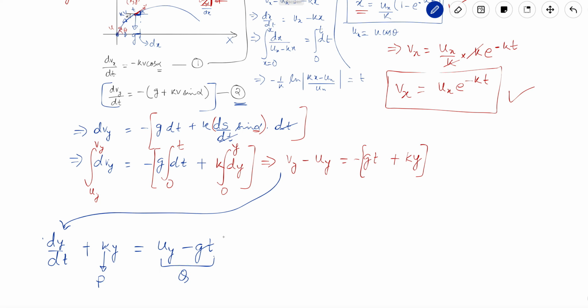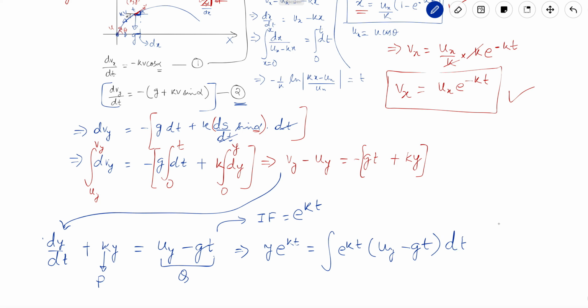So we have the integrating factor, IF is equal to e to the power integral p dx, right? So here in this case e to the power kt. You know the solution of this first order linear differential equation: y times the IF, which is e to the power kt, is equal to integral of IF, which is e to the power kt, times the q, which is uy minus gt, dt. This is the solution for the first order linear differential equation.